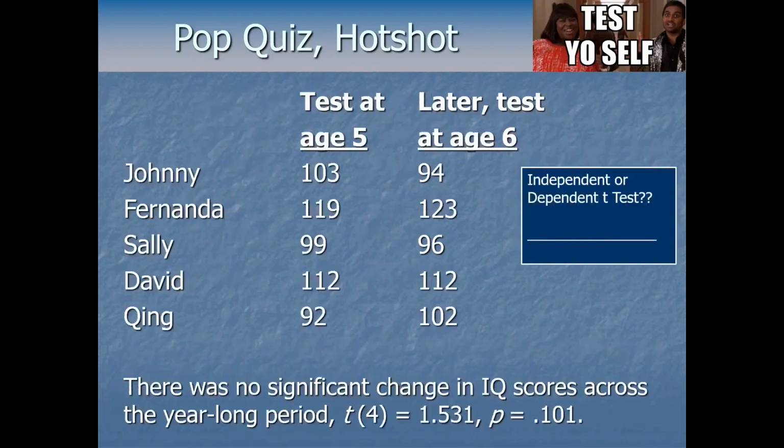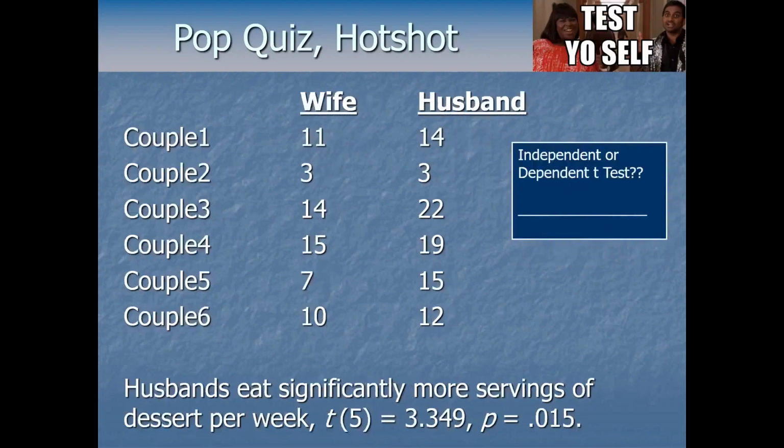How about this one where I measure 5 kids' IQ at age 5 and then I test those same kids again at age 6 to see if they changed. Like maybe I find no significant change in IQ across that time. Did I test that with an independent or a dependent samples t-test? Pause and guess. So this one is a dependent samples t-test because each person serves in both conditions. So each score in the left column is paired with the matching score in the right column.